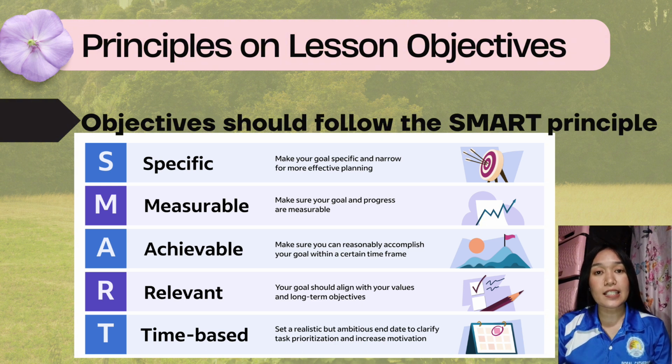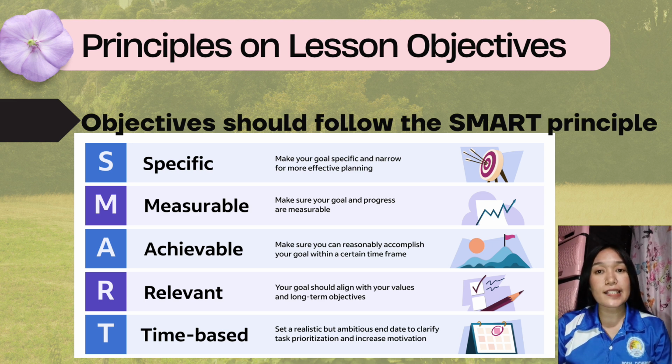M stands for measurable. The objective should include something that can be observed, checked, and assessed so the teacher can determine whether learners achieve it. And A stands for achievable. The objective should be realistic and appropriate for the learner's age, ability, and available learning time. Teachers should set goals that challenge learners but are still possible to accomplish.